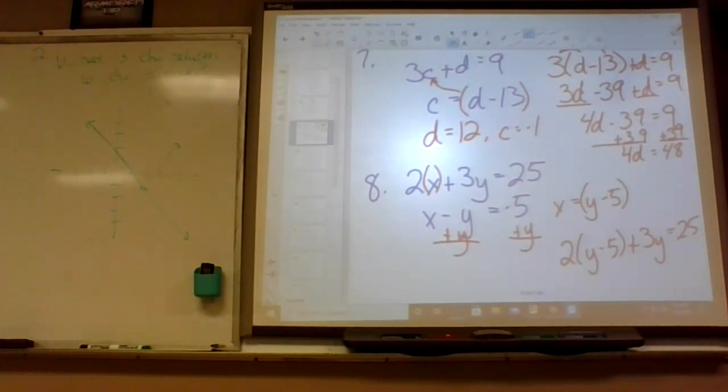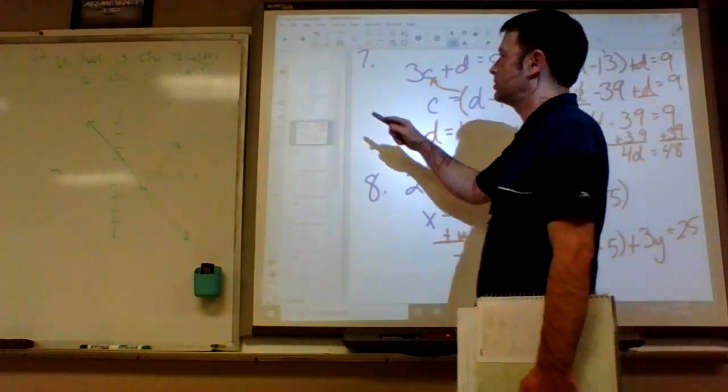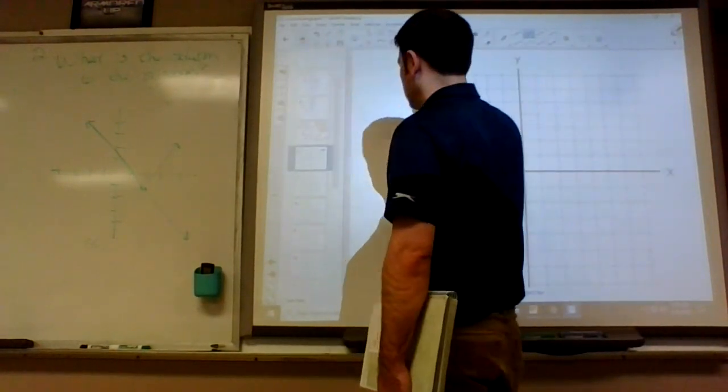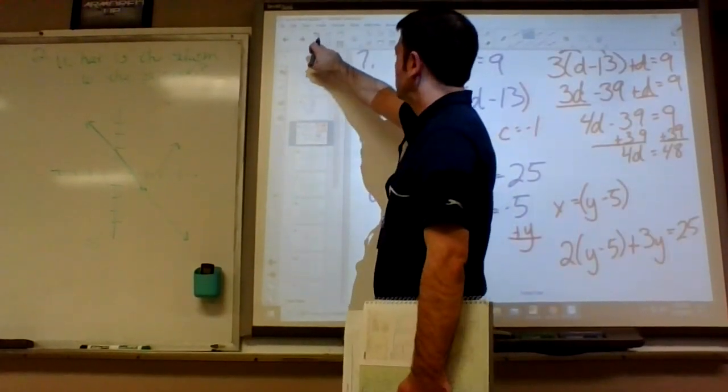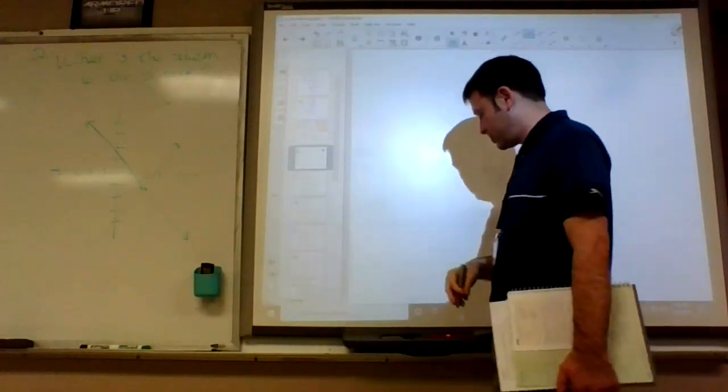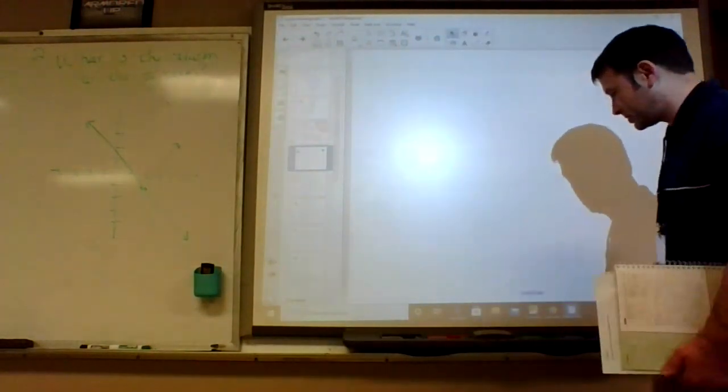How many are we doing? We need to do 4 more. Oh, to do the elimination. You can do a couple of elimination ones. Wait, I'm not done with the... I wasn't done either. Do it on your own.